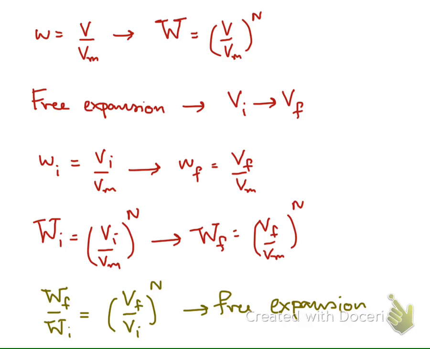Now, as we discuss the free expansion, it means that the volume of the gas changes from Vi to Vf. It means that the big W will change from Wi, equal to (Vi over Vm) to the power of n, to Wf, equal to (Vf over Vm) to the power of n. The ratio Wf over Wi is equal to (Vf over Vi) to the power of n.